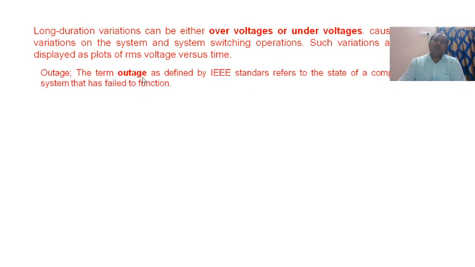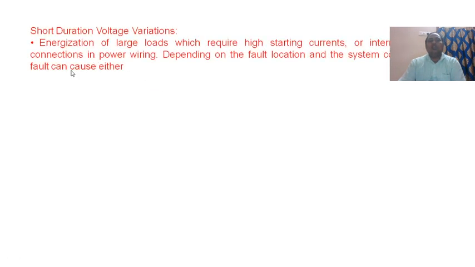Outage. The term outage, as defined by the IEEE, the Institute of Electrical and Electronics Engineers standards, refers to the state of a component in a system that has failed to function. The correct definition of outage we will discuss later.